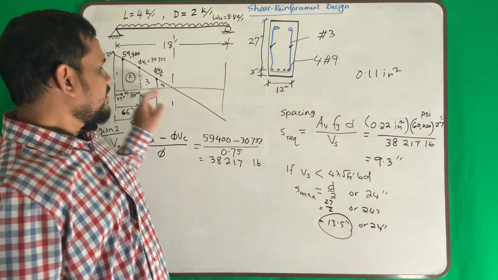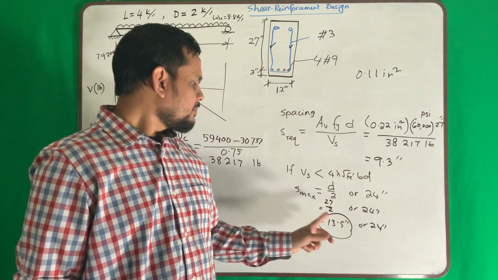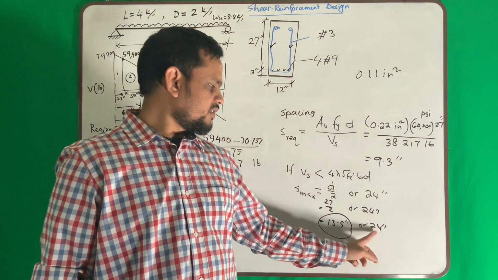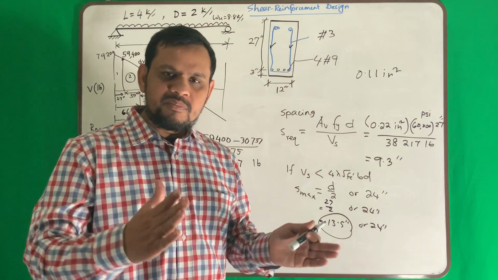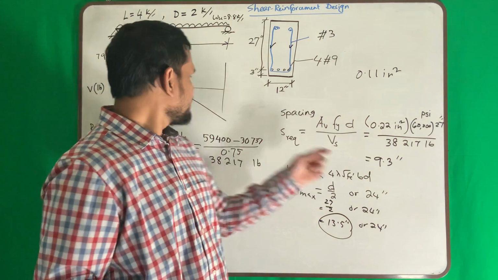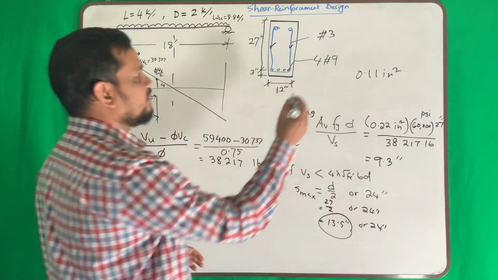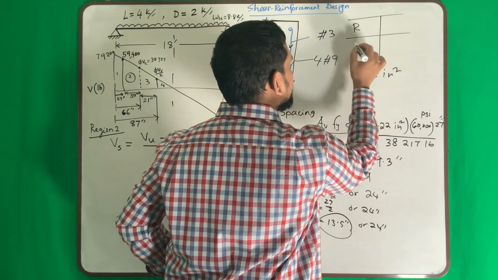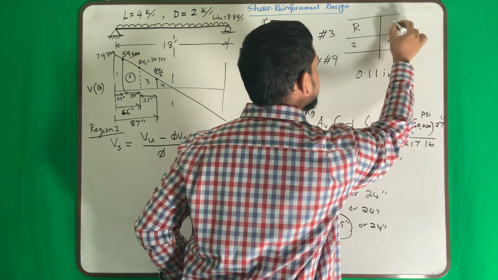Now, in region number 2, I found my spacing required is 9.3 inch. My code says I can provide maximum 13 inch or 24 inch. So what is our conclusion from this? We should take the minimum spacing so that we are on the conservative side. So in region number 2, okay, or better make a table. Make a table. So region 2, my answer is 9.3 inch spacing.